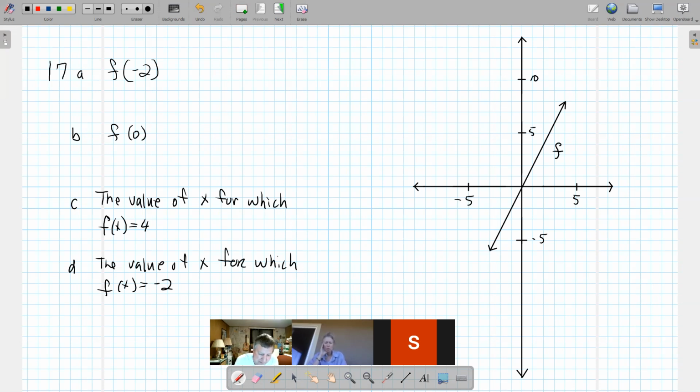We are asked a question: 17a, f of -2. What they're saying is this: for this graph of f, when there's an x value of -2, what is the corresponding y value? So what we need to do is locate on the graph the x value that is -2, and that would be right there. So there is a point that has an x value of -2. What is the corresponding y value? It's -5. So f of -2 equals -5. That is to say, the point -2, -5 is on that graph.